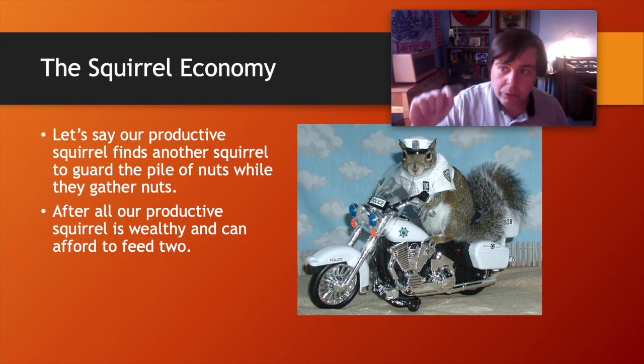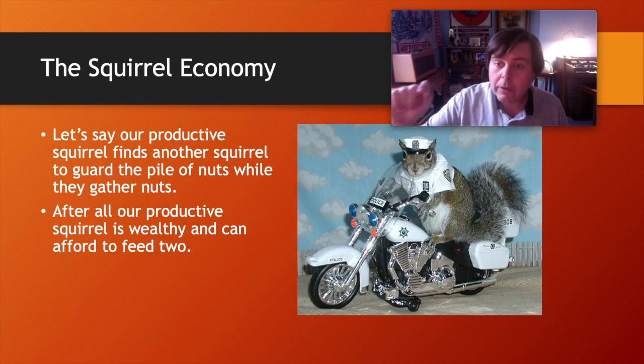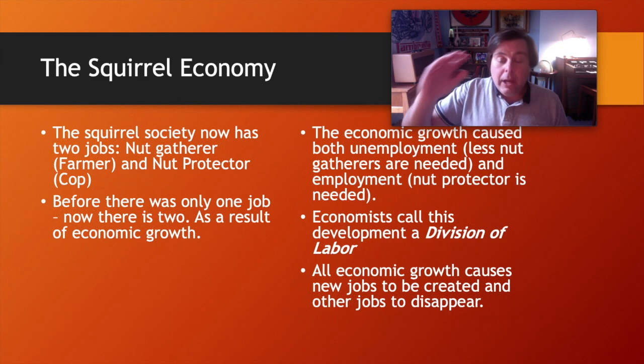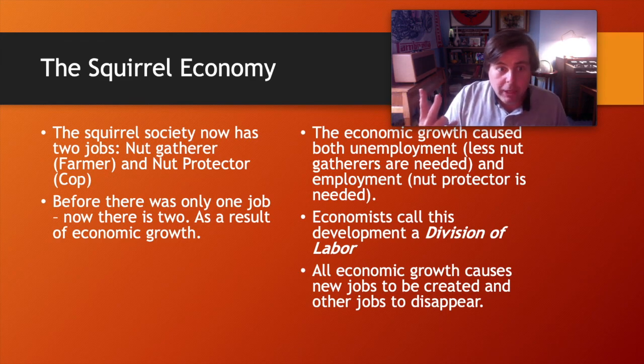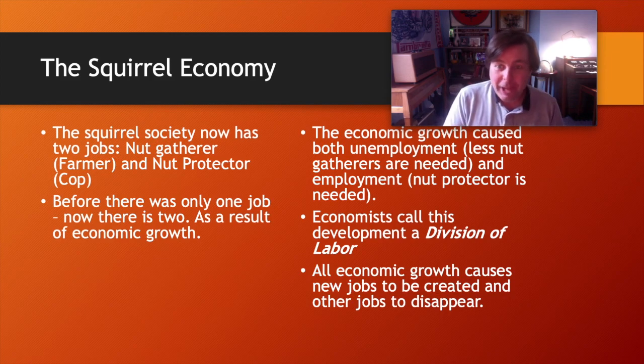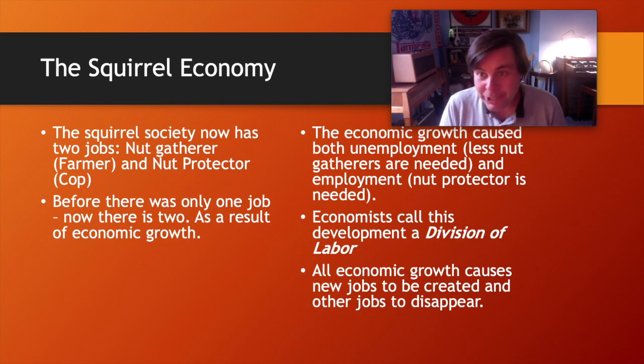But once one of the squirrels is good enough at gathering nuts for two, they can give some of those nuts to another squirrel in exchange for some labor services. Okay, in this case, protection. Now we have, in our little squirrel society, two jobs, nut gatherer and cop. All right, so the economic growth has caused both unemployment, that's right, there are fewer nut gatherers needed, and employment. Okay, a new job is created. Right, so economic growth and advances in productivity both create jobs and destroy jobs.